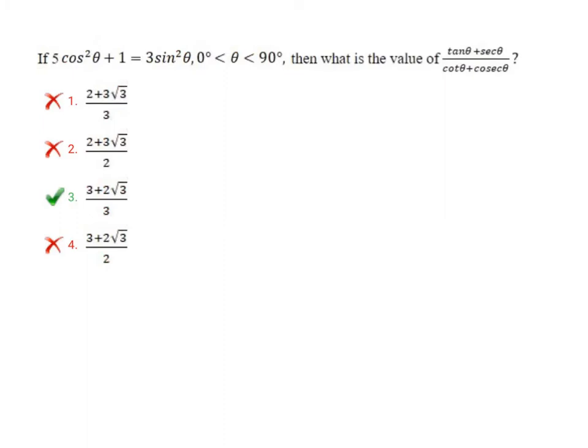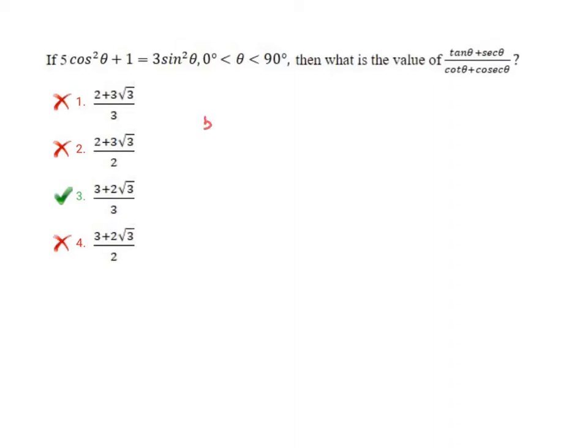Next, 5 cos square theta plus 1 is equals to 3 sin square theta. So I can write it as 1 minus sin square, 5 minus 5 sin square theta plus 1 is equals to 3 sin square theta. Therefore 8 sin square is equals to 6. Sin is equals to root 3 by 2. So root 3 by 2 is nothing but 60. Theta is equals to 60 degrees.